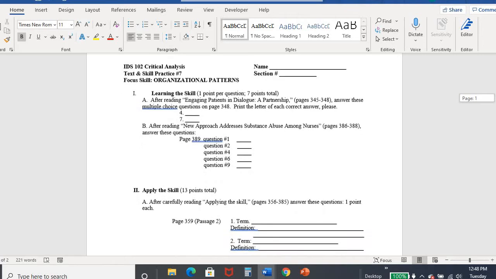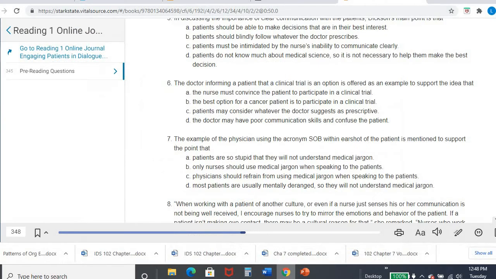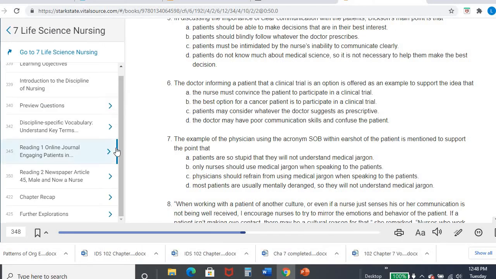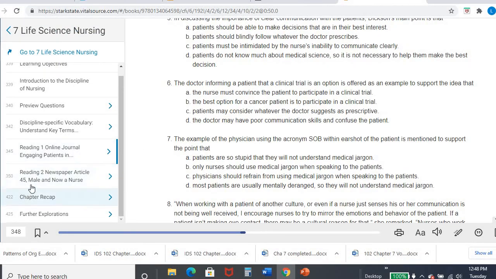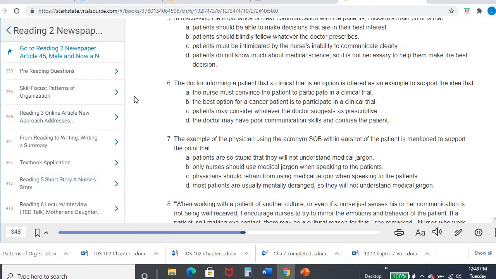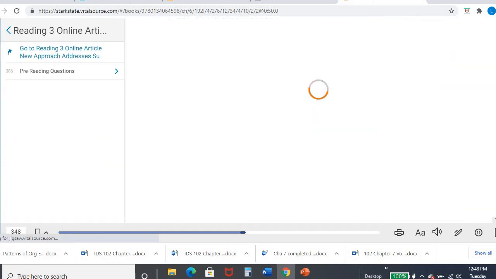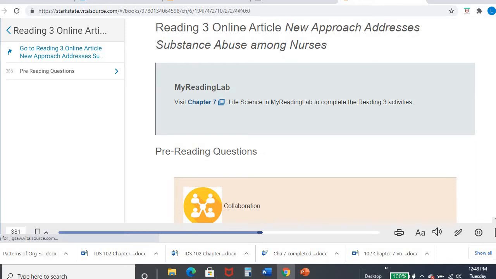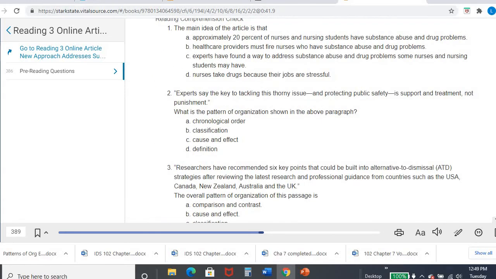All right, after you get done with that, Part B, new approach addresses substance abuse among nurses, is our next reading. So I'm going to go here. And this is actually in a weird spot. This is page 386, and you can see it does this weird jump. So you have to click in here, and that opens up a whole bunch of other stuff. Here is the actual reading right here, reading 3. And this talks about substance abuse among the nursing population, which is an interesting concept. So go ahead and read again, pause the video, read the article, and then come back when you're ready.